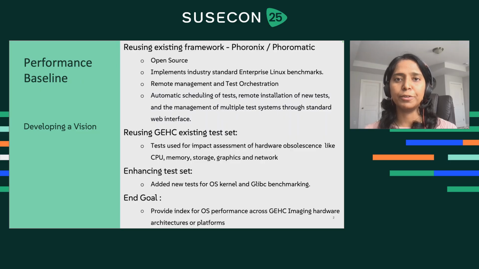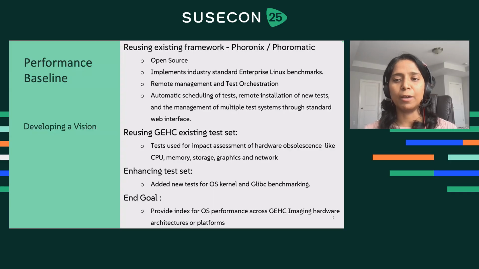Another advantage of using this framework was the ability to reuse the Phoronix tests used by the CSS team for impact assessment of hardware obsolescence of components like CPU, GPU, storage, and network. One of the gaps was the lack of tests measuring performance of the Linux kernel and its key packages. So additional Phoronix tests to measure OS performance were added into the new test suite.